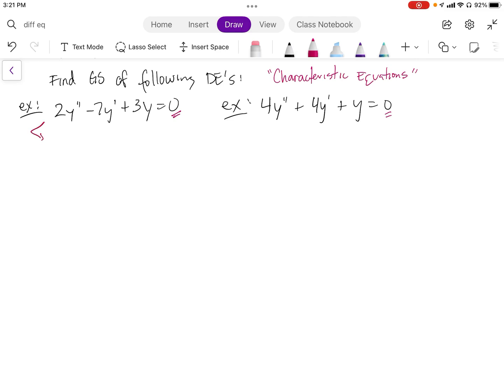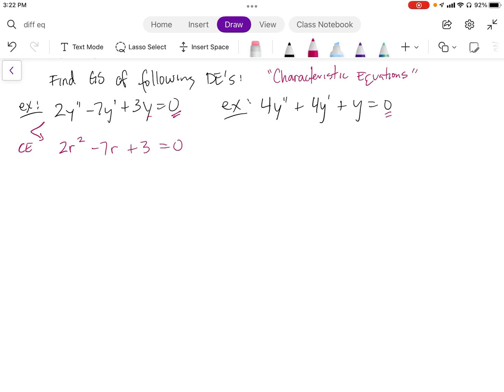So the characteristic equation for this differential equation is 2r squared minus 7r plus 3 equals 0. If we can solve that, I can find a general solution for this differential equation. Notice that the second derivative really just became an r squared, the first derivative, y prime, an r, and the y seems to just disappear. Again, explanation for another time.